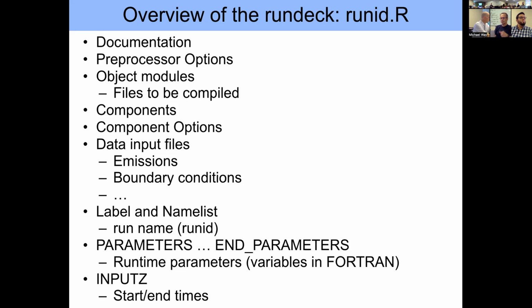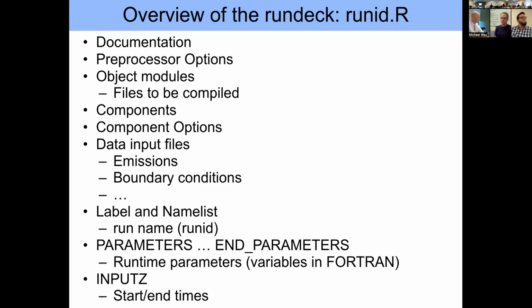Then there is an object modules section, which essentially says which modules to compile, and it also contains the files to be compiled if they are not in standalone modules. It sounds kind of cryptic, but we will see a rundeck and you will see that it is not that bad. You just list the files that the model needs to be aware of for compilation.